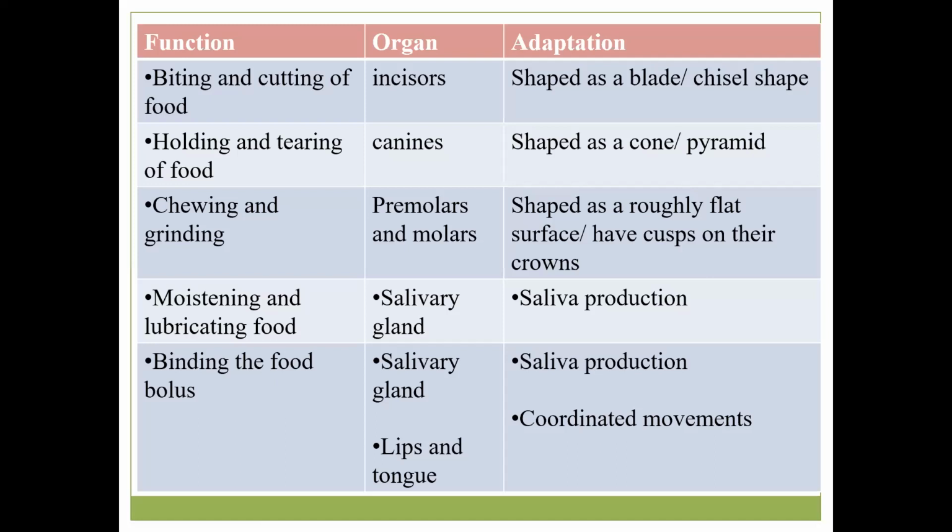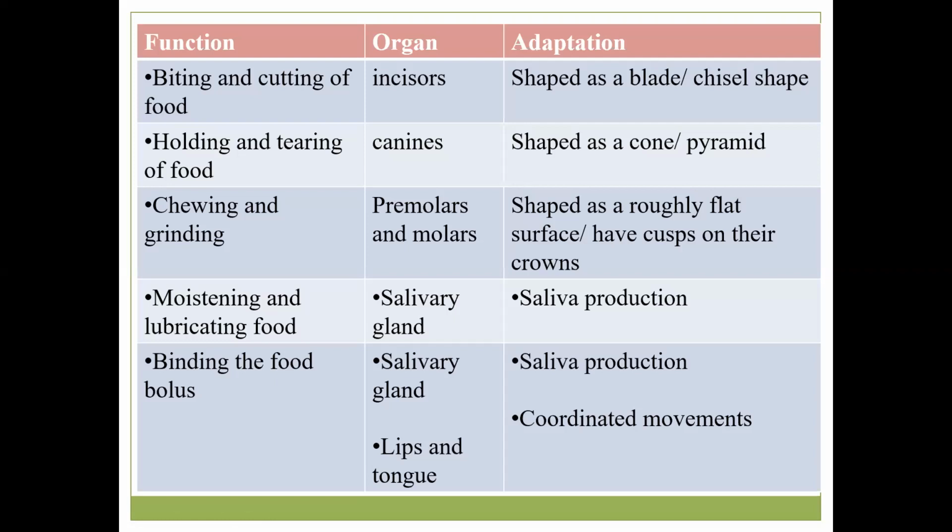And when it comes to canines, canines function as holders, so they tear food. For that, they have adapted as cones or pyramid shape. Therefore, they can hold into food and tear them. And premolars and molars are shaped as roughly flat surfaces, and they have cusps on their crowns, so they can chew and grind foods.